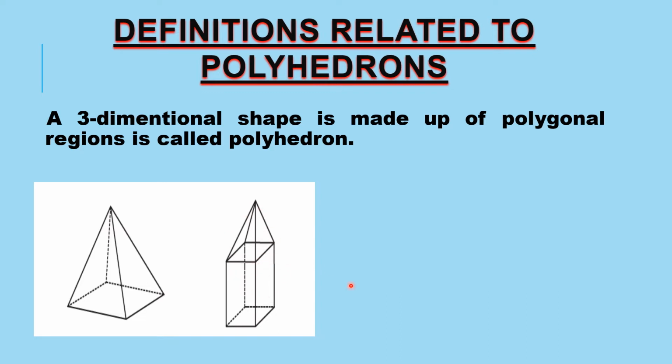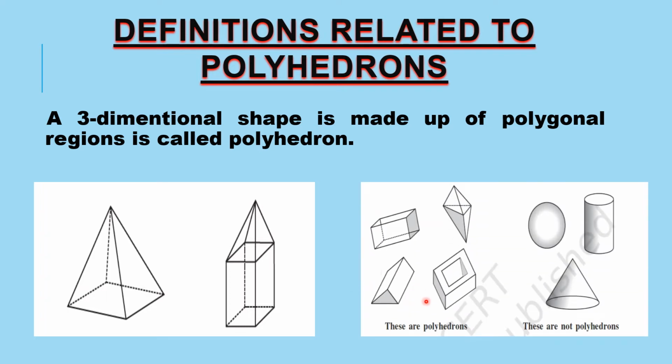Now look here at some more examples. Here in the first one, these four figures are examples of polyhedron as per the definition. According to the definition, the three-dimensional shape. So all the shapes here are three-dimensional and made up of polygonal regions. That means the lateral faces are in polygonal shape. Now look here at the second one.